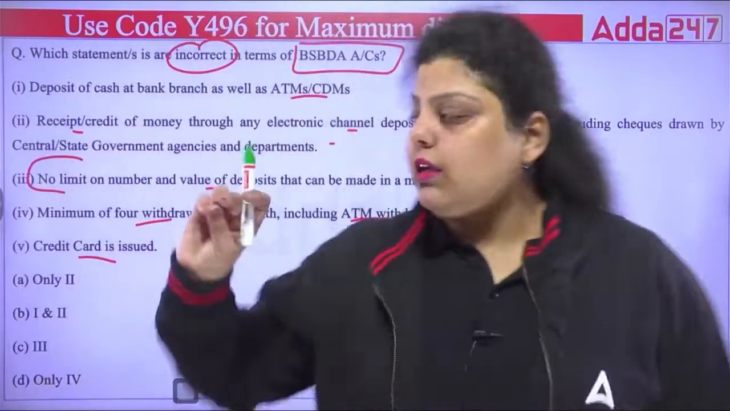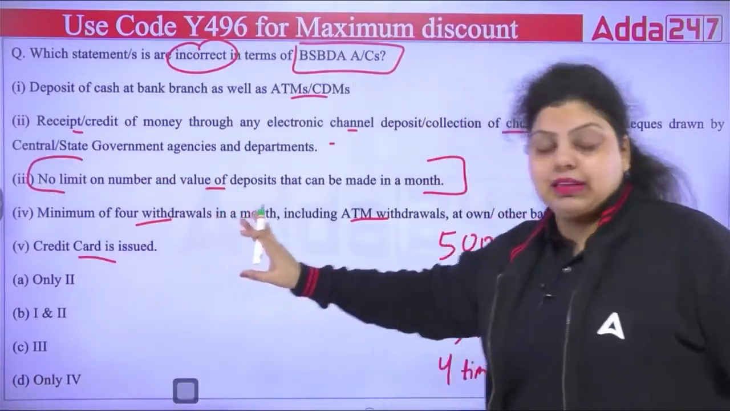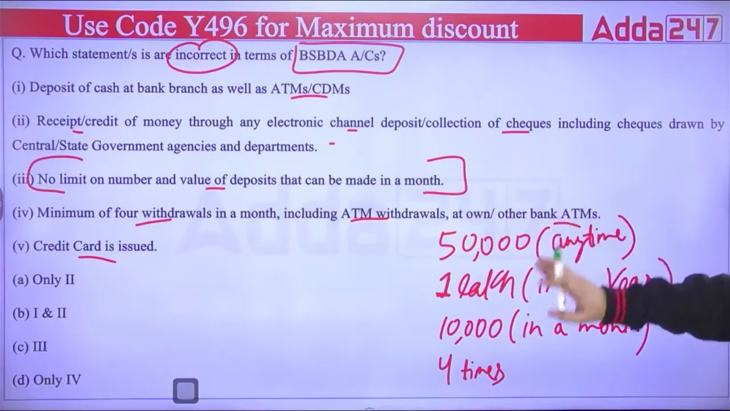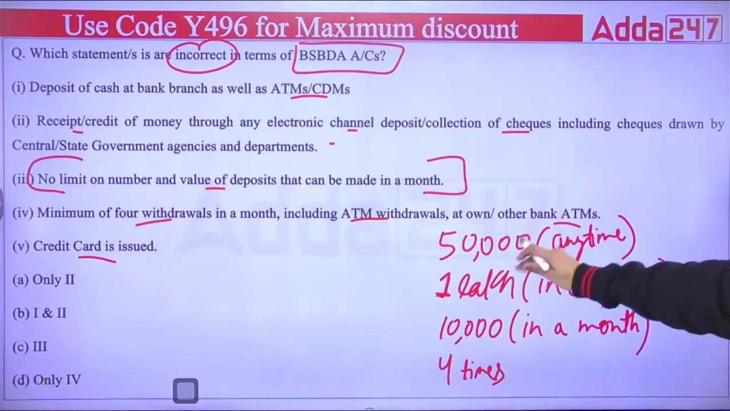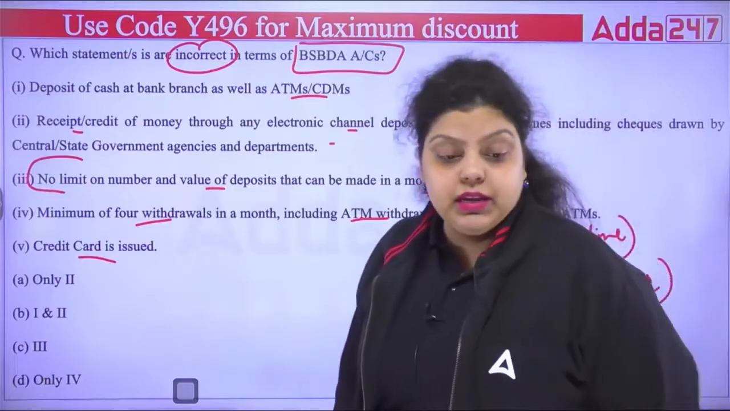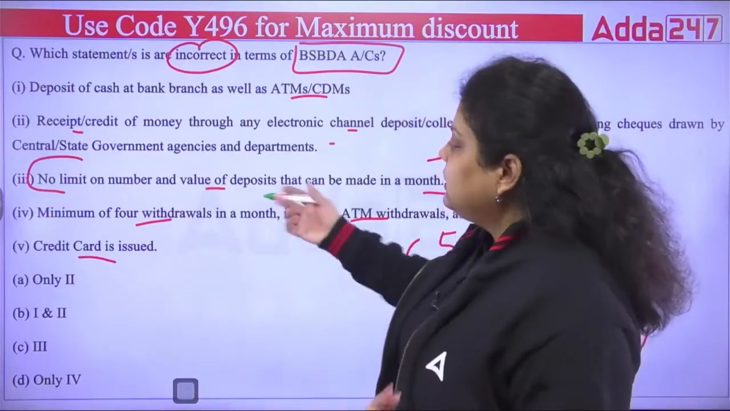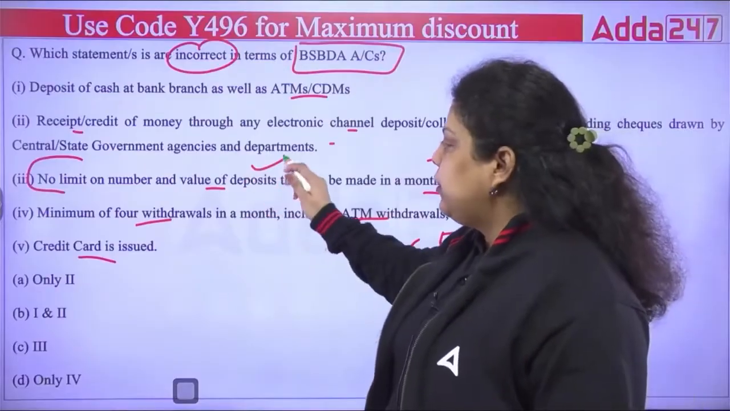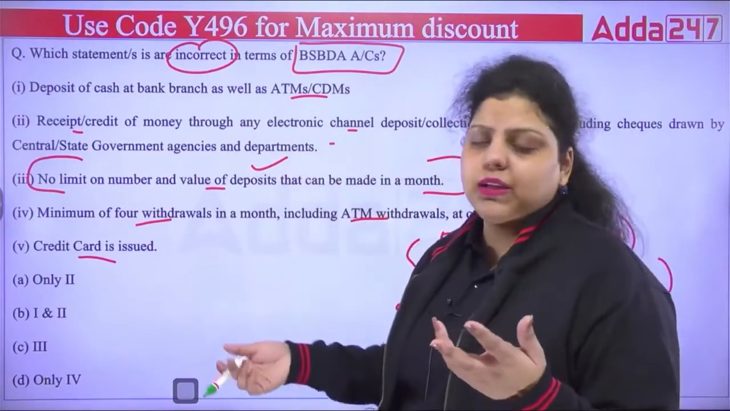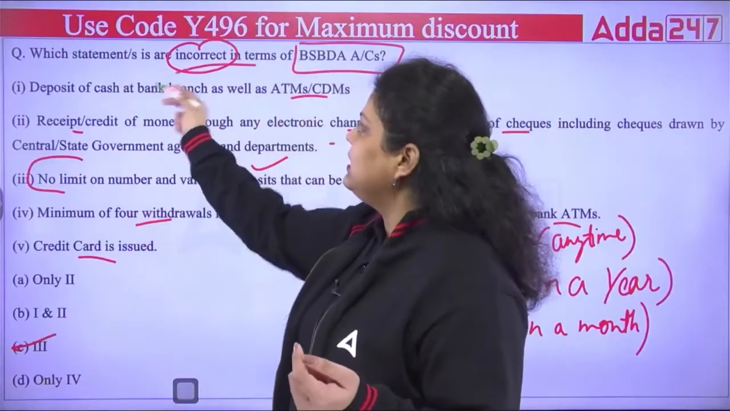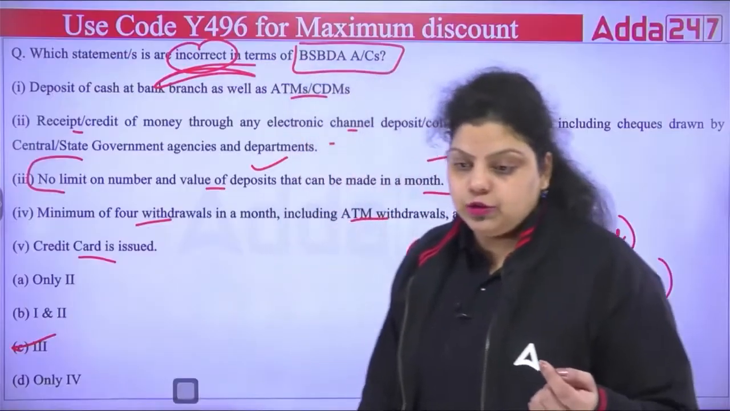It is saying no limit is there, but there is a limit. In withdrawal there is a limit, in credit facility there is a limit, in deposit facility there is a limit. So all these limits have been introduced by RBI in the BSBD account and the small account. And the third statement is saying no such kind of limit is there to deposit the money and how many number of times you can do that. So the right answer will be your C option. This is the incorrect one in case of BSBD.